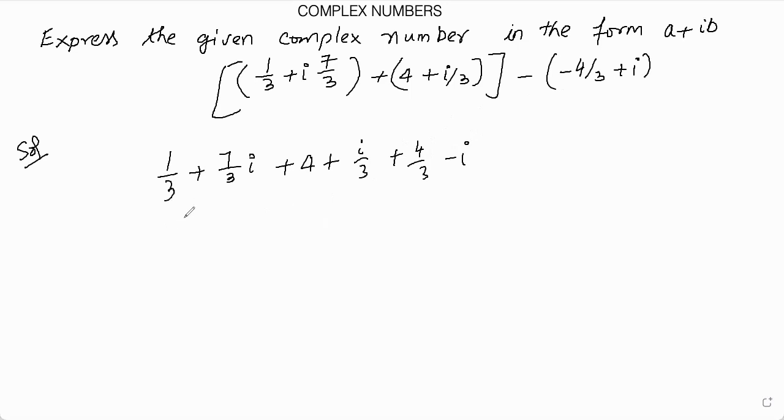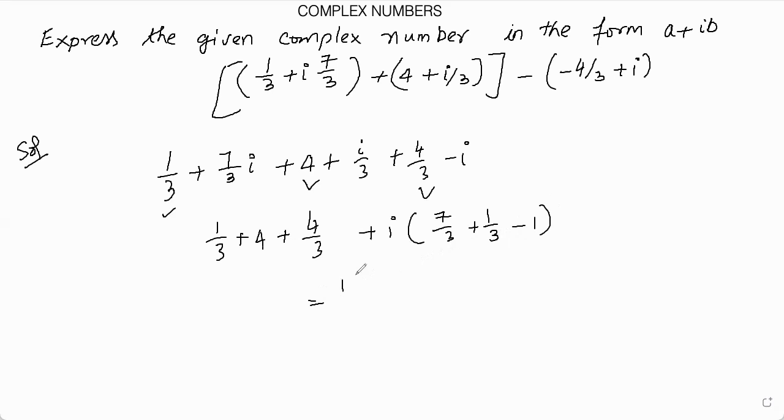Okay, so on further we'll take these fractions. So that is 1 by 3 plus 4 plus 4 by 3, and the i terms together, that will be 7 by 3 plus 1 by 3 minus 1. Okay, so simplifying, you get 17 by 3 plus i into 5 by 3. That's it.